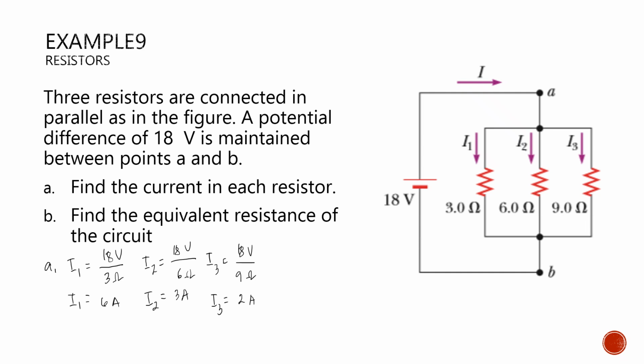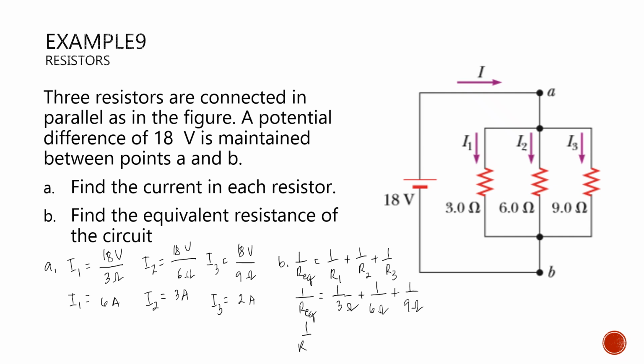So for the equivalent resistance of the circuit, we have two options. First is using the formula: the inverse of the equivalent resistance is the sum of the inverses of the resistances. So we have 1 over the equivalent resistance is 1 over 3 ohms plus 1 over 6 ohms plus 1 over 9 ohms.